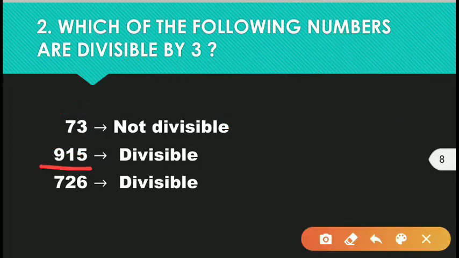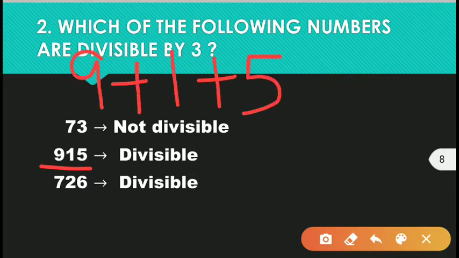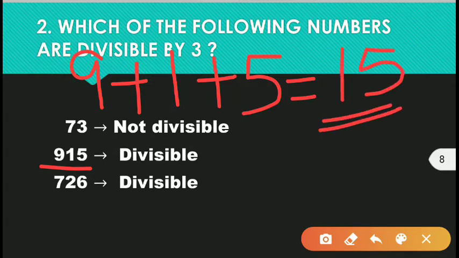Next is 915. First of all, sum its digits. 9 plus 1 plus 5. This will give you 15. 15 is completely divisible by 3. Therefore, you can say 915 is divisible by 3.